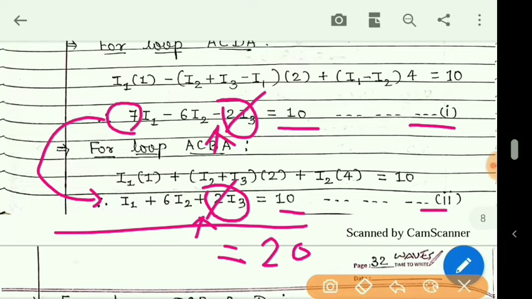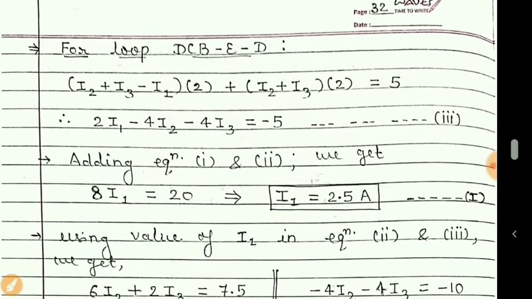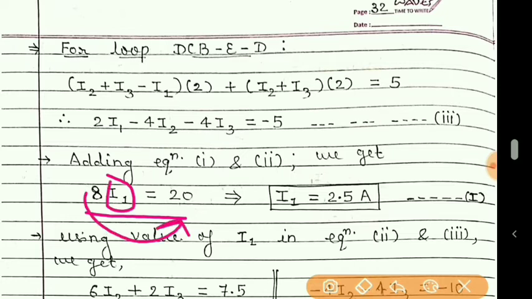Here this 7i1 and 1i1, so 8i1. Minus 6i2 and plus 6i2 cancel. So 8i1 is equal to 20. Adding those two equations, you will get 8i1 is equal to 20. And so I1 is equal to, bring this towards the right hand side, so 20 divided by 8, you will get I1 is equal to 2.5 ampere. Let us give this value as number 1.